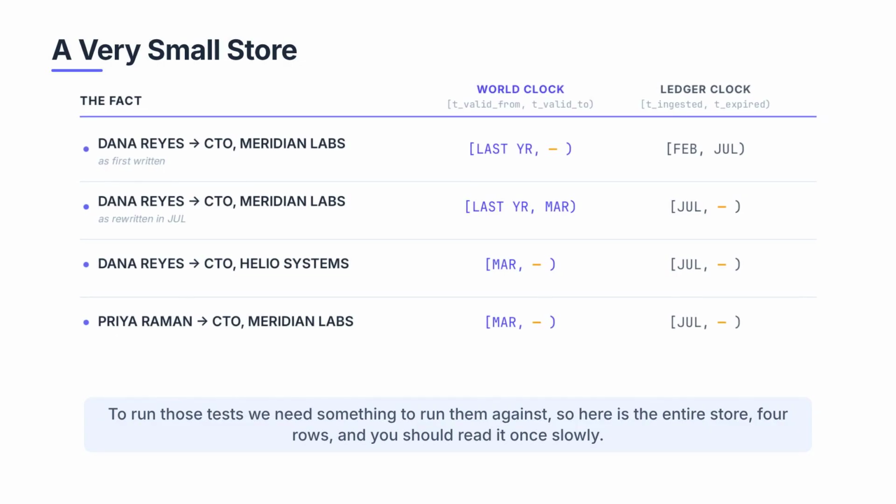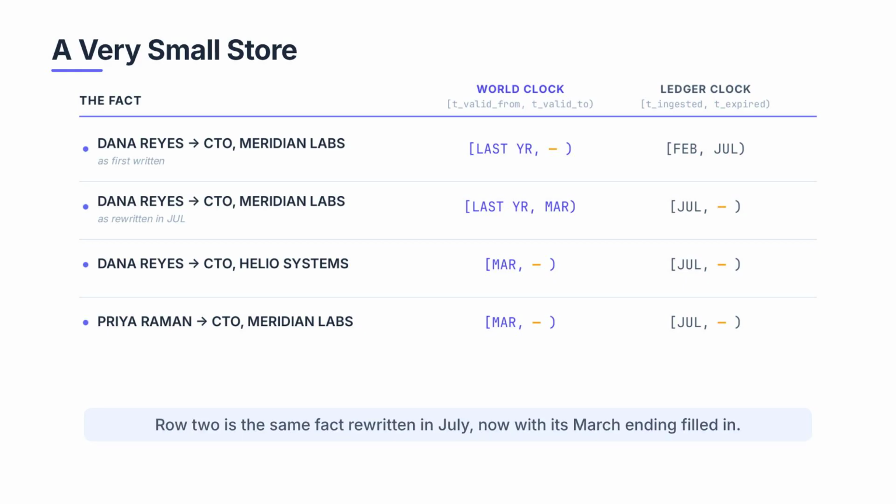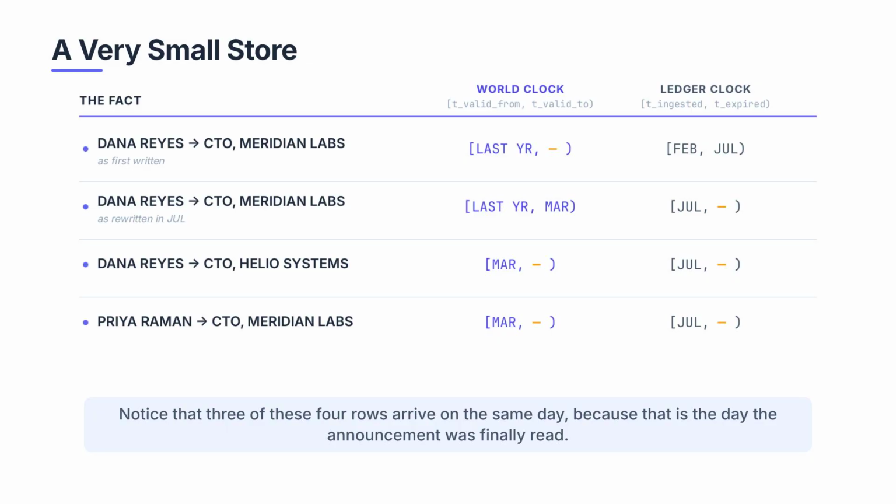To run those tests, we need something to run them against. So here is the entire store, 4 rows, and you should read it once slowly. Row 1 is Dana at Meridian, as it was first written. True from last year, no end recorded, learned in February, retired in July. Row 2 is the same fact rewritten in July, now with its March ending filled in. Rows 3 and 4 are Dana at Helio and Priya at Meridian, both true from March, both learned in July.